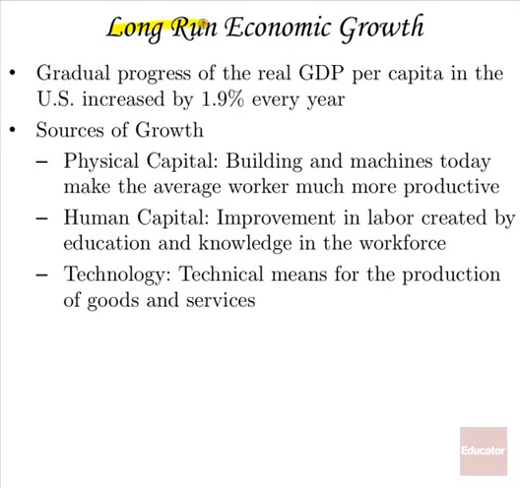Long-run economic growth. Again, that's what we're going to look at and focus on more. It's this gradual progress of the real GDP per capita in the U.S. that increased by 1.9% every year, and it happened in a very systematic fashion that led to where the economy is for the United States today. Now, the growth rate that we achieved in the middle of the 20th century, today we're not growing at that same rate. We are growing as an economy. The rate at which we're growing has kind of slowed down.